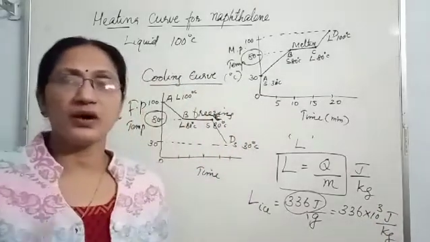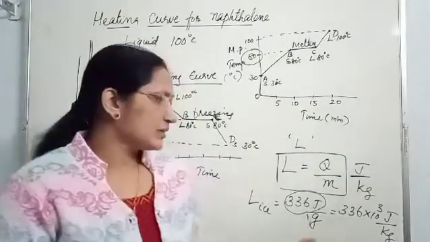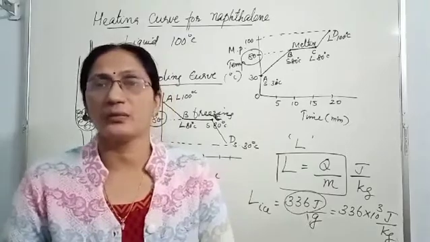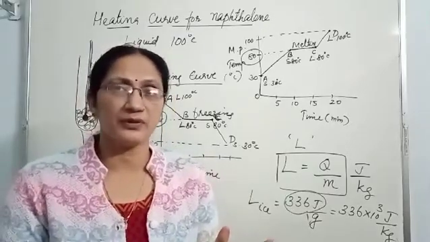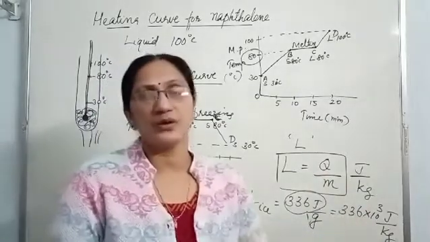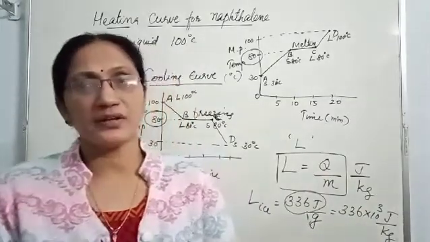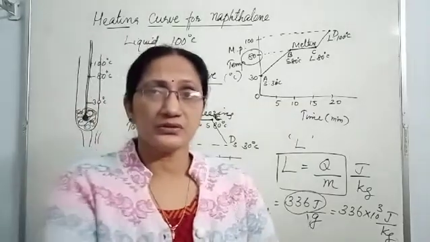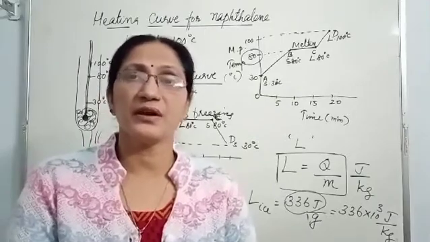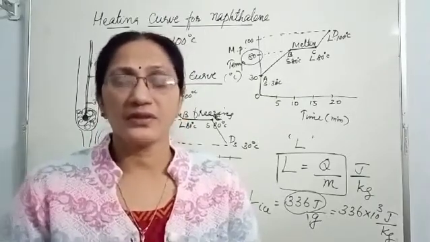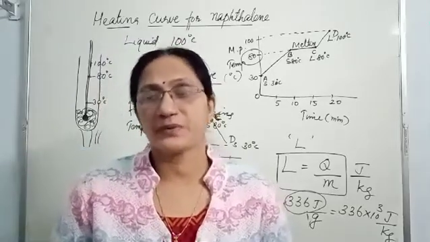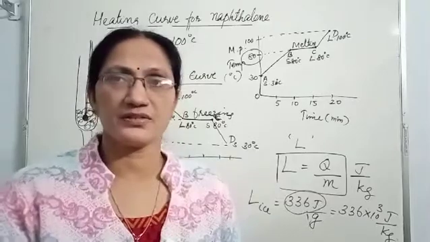That means for 1 kilogram of ice, 336 into 10 to the power 3 joules of heat is needed for the melting process. Just for the melting phenomenon, for 1 kilogram of ice, 336 into 10 to the power 3 joules of heat is required. This specific latent heat of fusion of ice is a very big value, and we can experience some natural consequences of this high specific latent heat of fusion of ice.